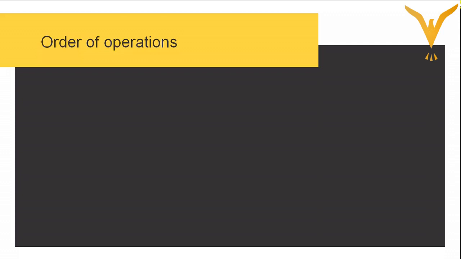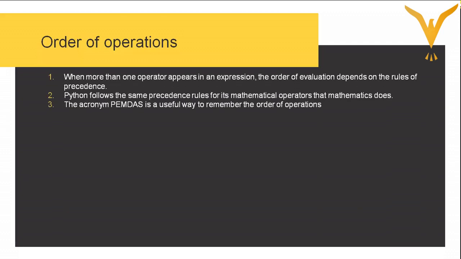Now let's see one more concept, which is order of operations. Now what exactly is order of operations? When more than one operator appears in an expression, the order of evaluation depends on the rule of precedence. So this concept is also known as order of precedence, or operator precedence.